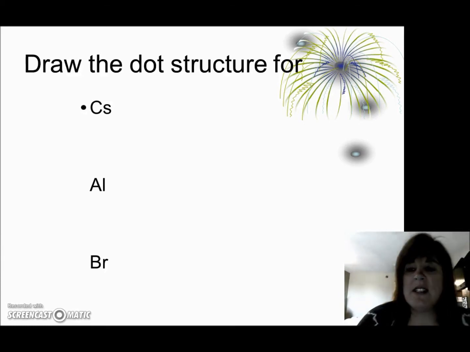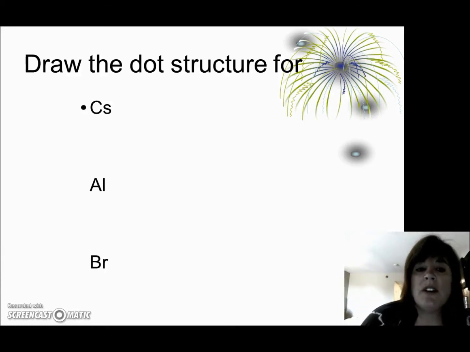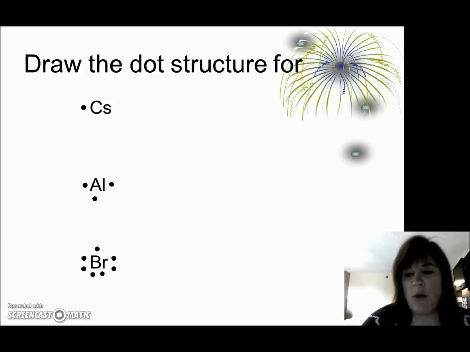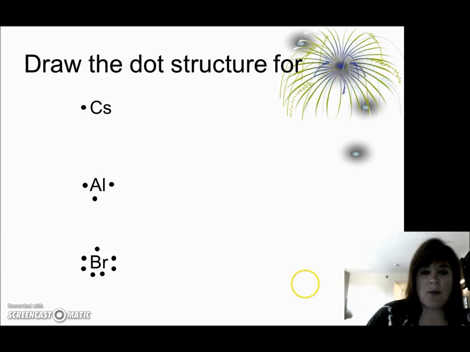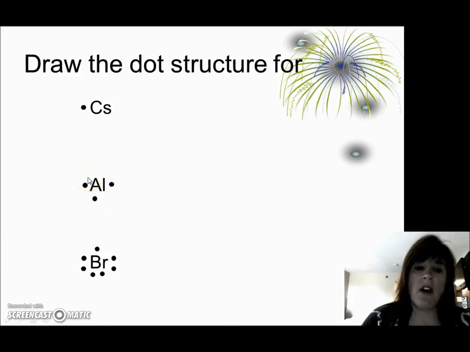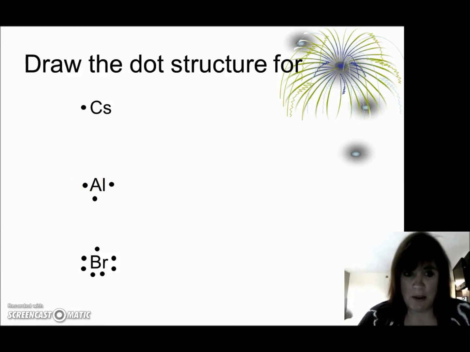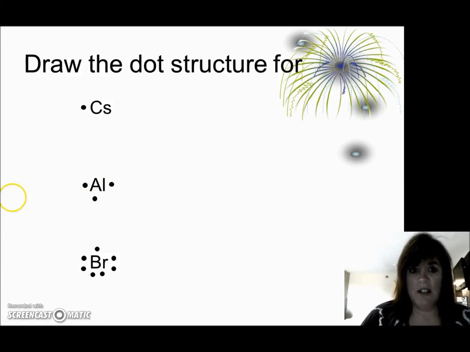Well, if you gave cesium 1 dot because it's in column 1, you're correct. Aluminum, 3 dots. And bromine, 7 dots. Now notice when I draw my dots, I don't pair them up right away. Remember, that's Hund's rule, where you don't pair up. It's the empty bus seat rule. Don't pair them up until you start having too many. So once you've reached 4 sides, then you start to pair up your electrons.